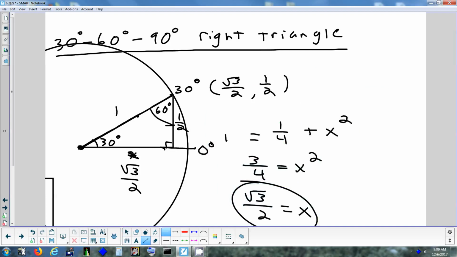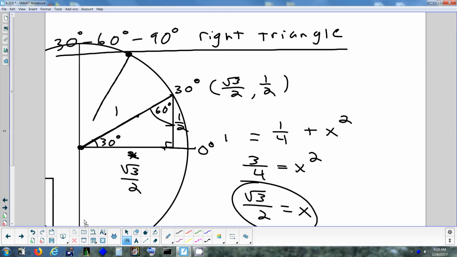Right, and now let me just put in where the y-axis would be on this circle. Right about there. So 90 would be straight up. 60 would be a little bit before 90. So I'm going to make my triangle here. What's the connection between the triangle I just drew and the one I had originally?